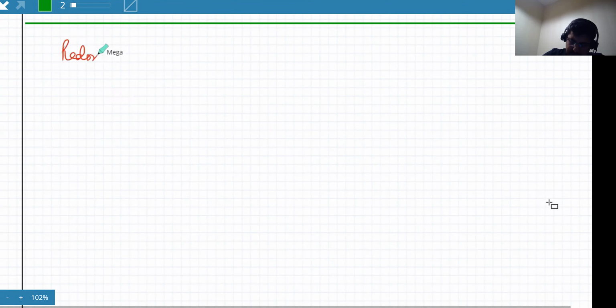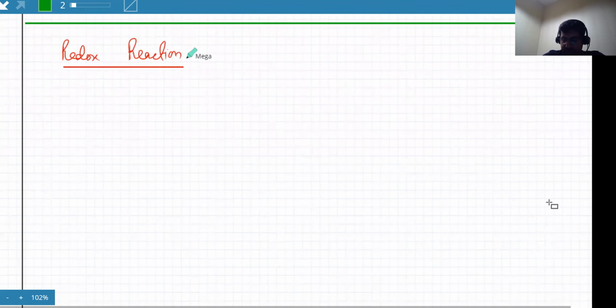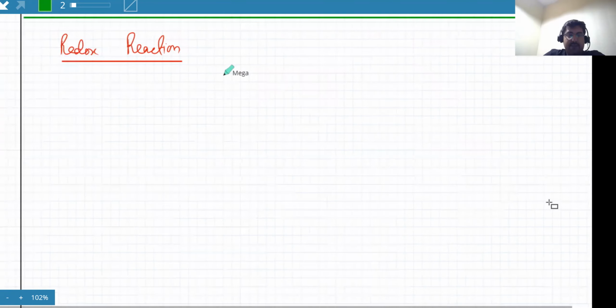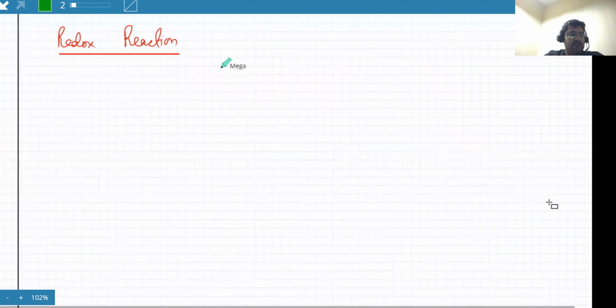So most of your concepts are pretty much the same as what you studied in O levels, but things can slightly get difficult, especially when it comes to balancing equations. So let's talk about redox reactions. Then we're going to come back to the moles worksheet.